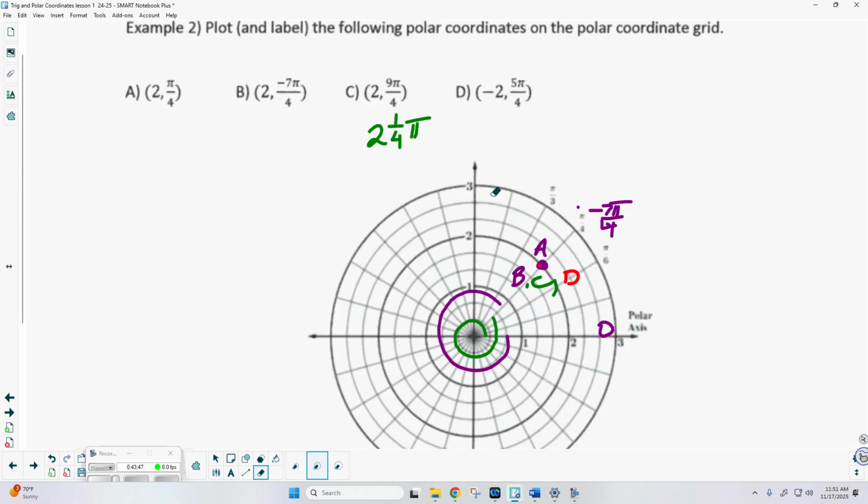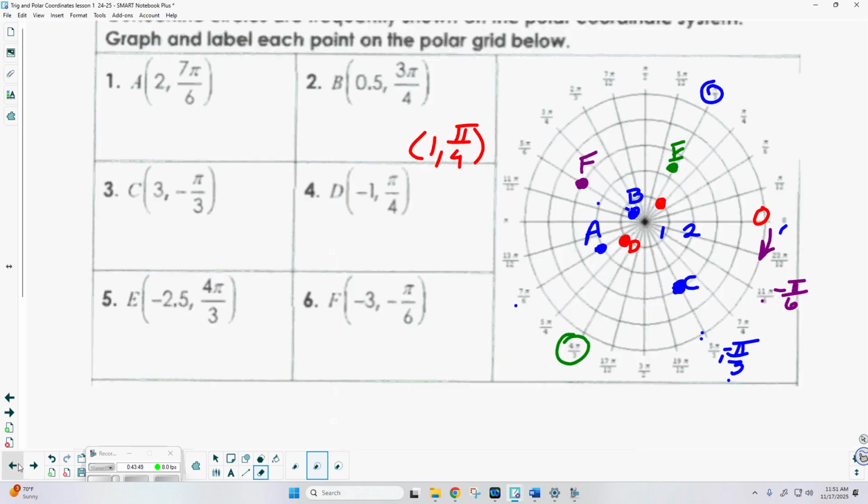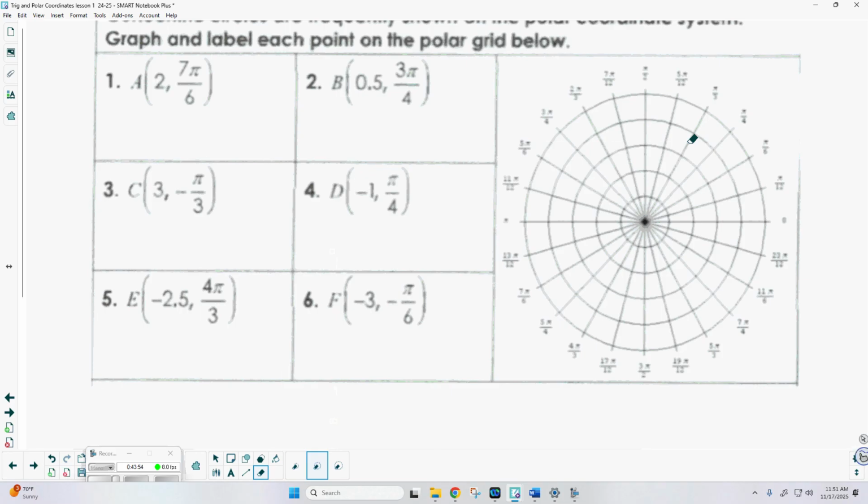Yes. I'm having a little trouble determining whether to add pi or subtract pi, like on these two. Like in the following. Oh, you're talking about.